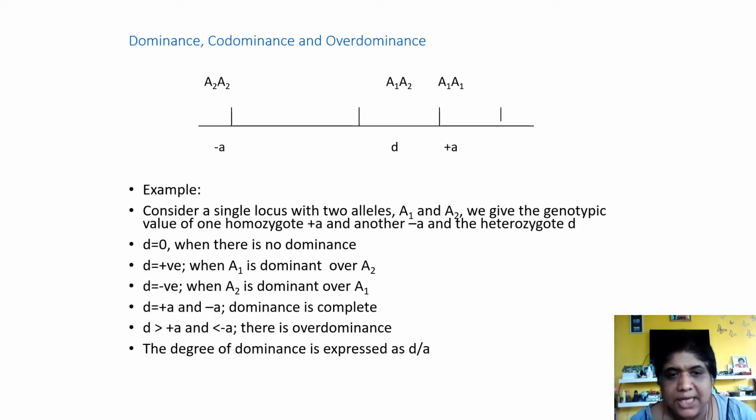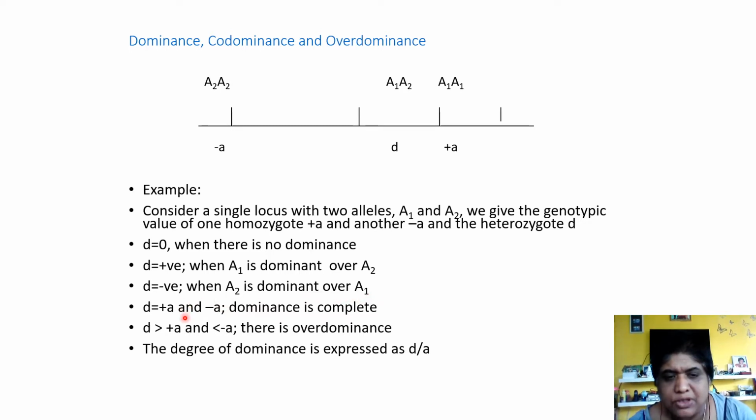As you can see, this is a single locus with two alleles, A1 and A2. We give the genotypic value of one homozygote as plus A, the other as negative A, and the heterozygote as D. When D is 0, there is no dominance. When D is positive, A1 is dominant over A2. When D is negative, A2 is dominant over A1.